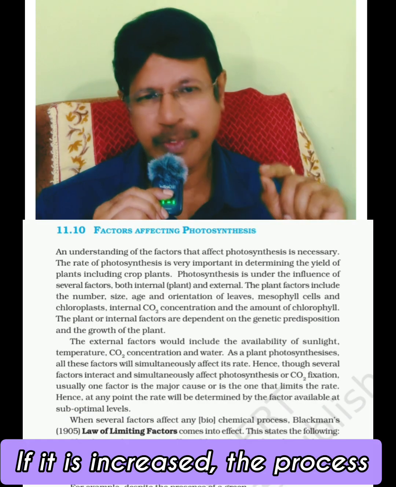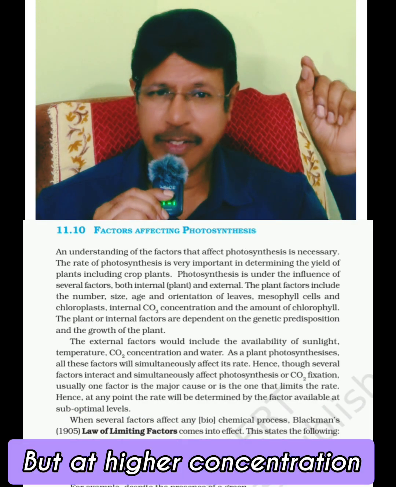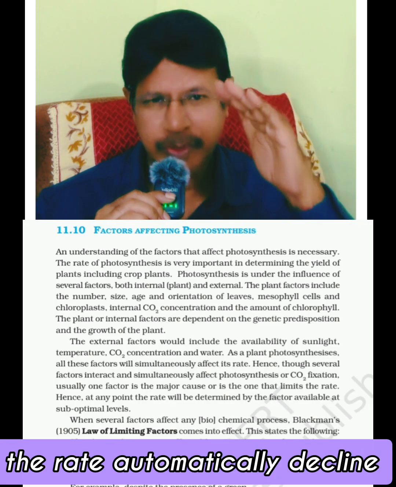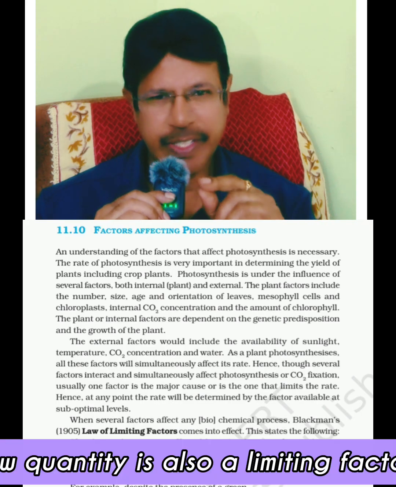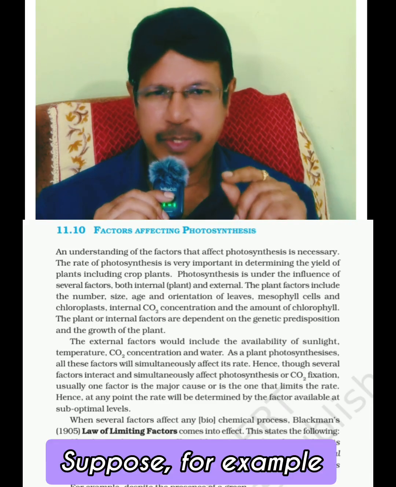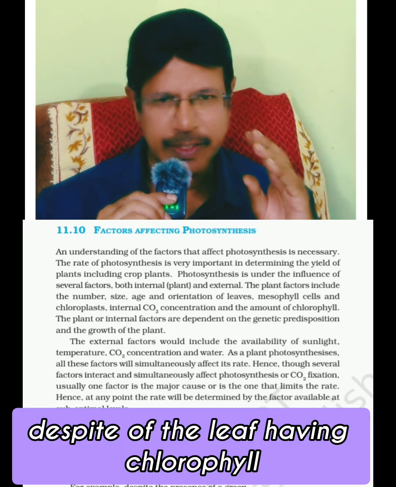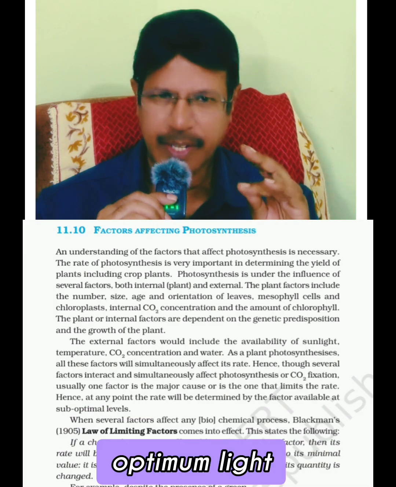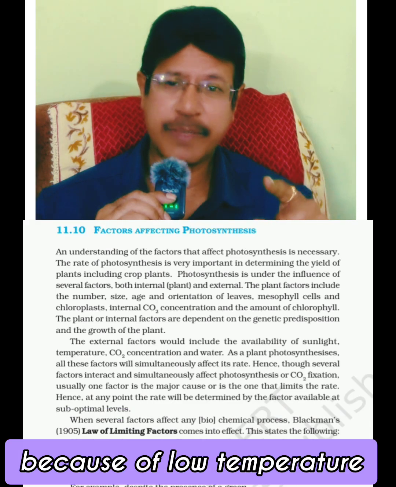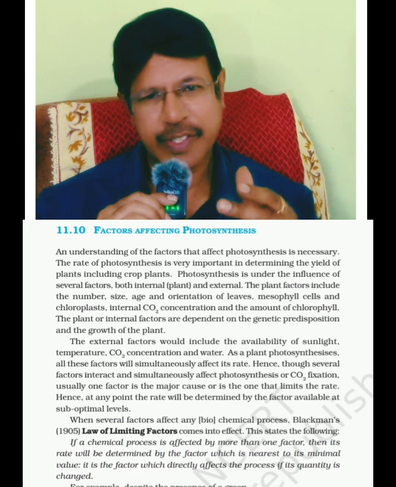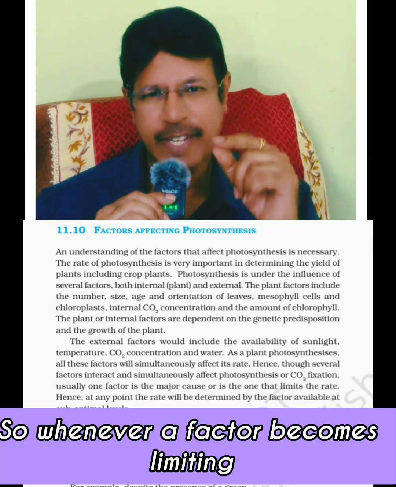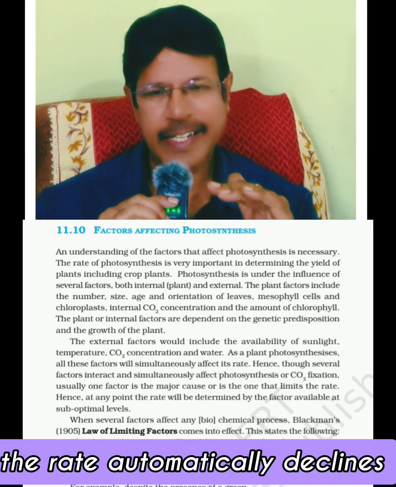If it is increased, the rate increases. But at higher concentration, again it becomes a limiting factor. Whenever a factor becomes limiting, the rate automatically declines. Low quantity is also a limiting factor. High quantity is also a limiting factor. Suppose, for example, despite the leaf having chlorophyll, optimum light and carbon dioxide, the leaf does not perform photosynthesis because of low temperature. If we increase the temperature, the rate automatically increases. But at high temperature, it is not the same. So whenever a factor becomes limiting, the rate automatically declines.